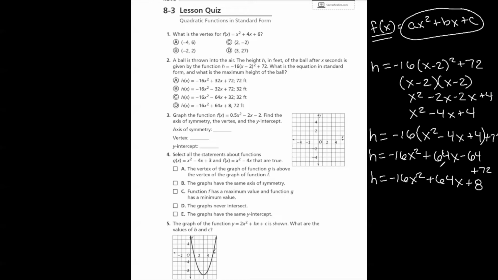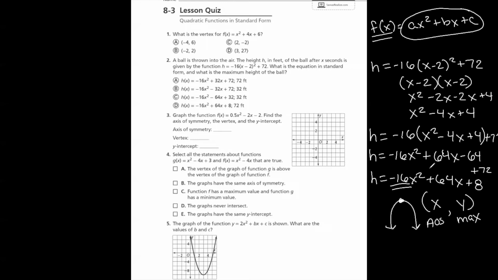Now, they also give me a second equation. Based off of my answer, I know it's going to be letter D, but I also want to point out to you how you're going to find the maximum height of the ball. The maximum height, because this is a parabola opening down, since it leads with a negative, our vertex is our maximum. And when you have an ordered pair as your vertex, the x value is always going to be your axis of symmetry, and the y value is going to be your maximum.